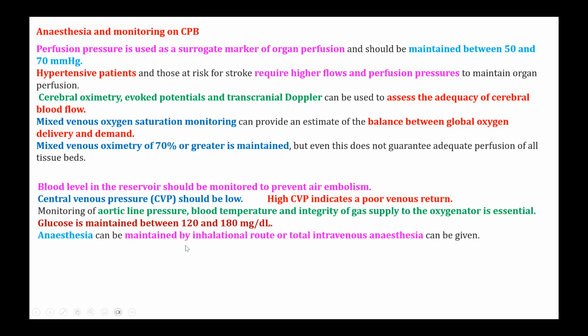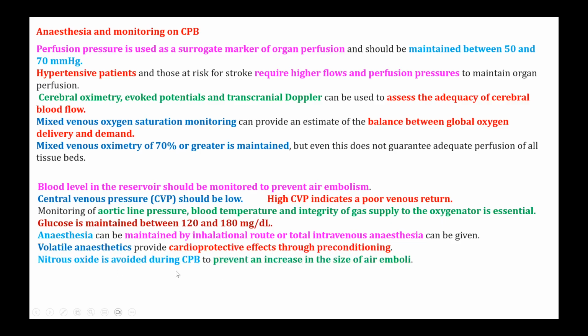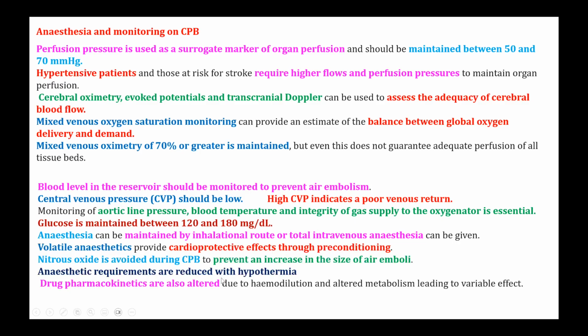Anesthesia can be maintained by inhalation route, or total intravenous anesthesia can be given through this pump itself. Volatile anesthetics have the advantage of cardioprotective effect through preconditioning. Nitrous oxide should be avoided because it can increase the size of emboli if there is an air embolism. Anesthetic requirements are reduced when the patient is in a hypothermic state, so you have to be very careful in administering the dosage. And drug pharmacokinetics are also altered because of hemodilution and altered metabolism.